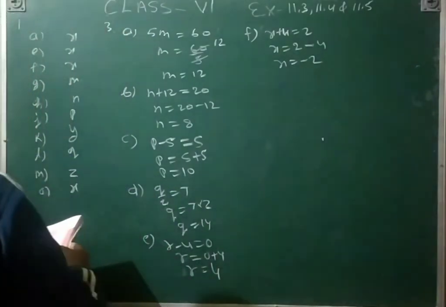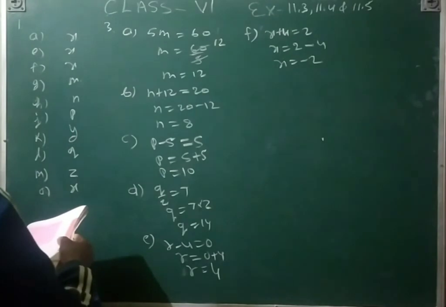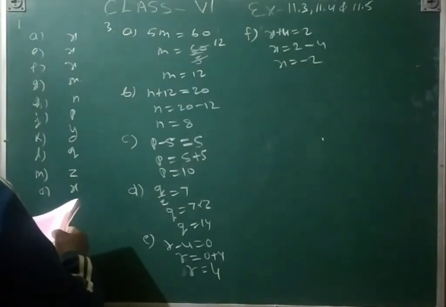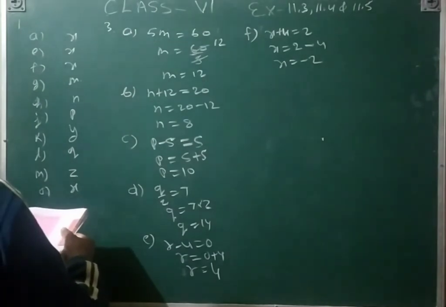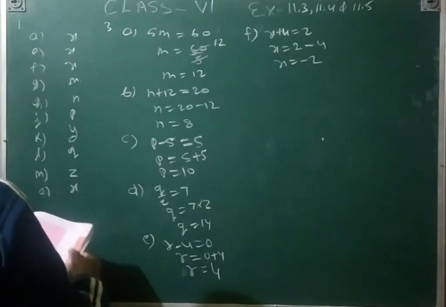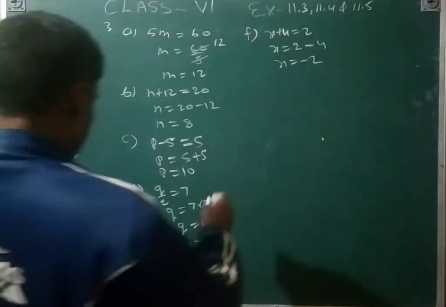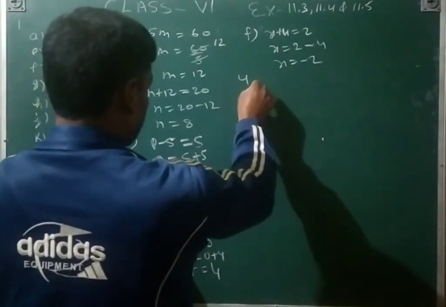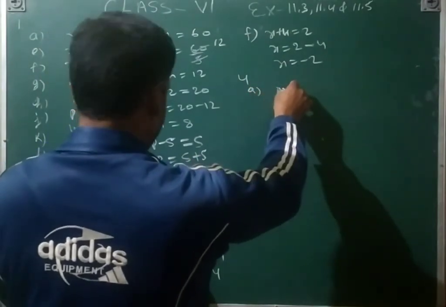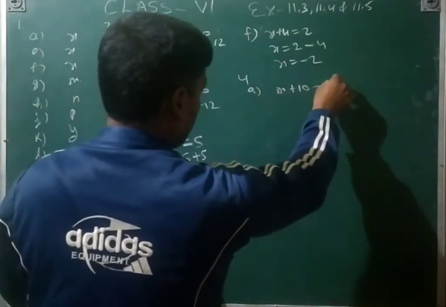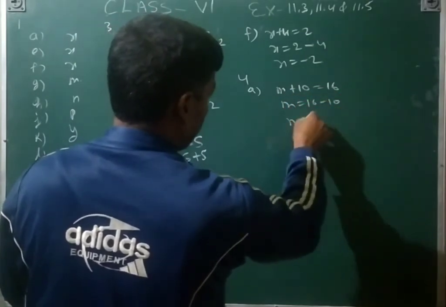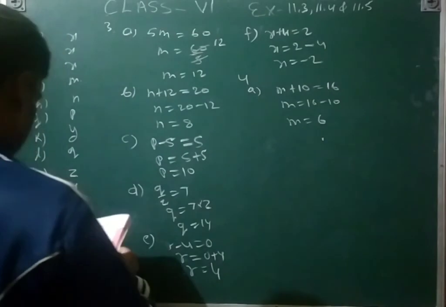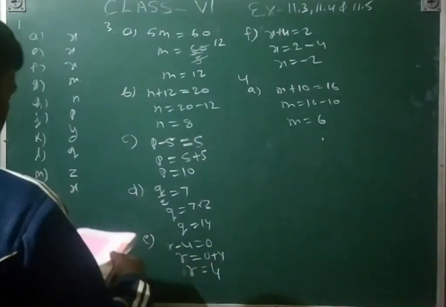Question number 4. Complete the table and the expression of the table, find the solution of the equation, that is m plus 10 is equal to 16. For that one, fourth A, m plus 10 is equal to 16. So m is equal to 16 minus 10. So that is m is equal to 6. So in that the answer is 6.